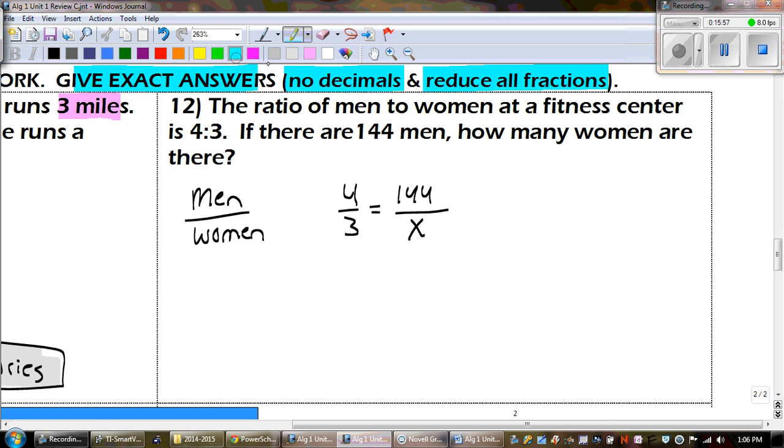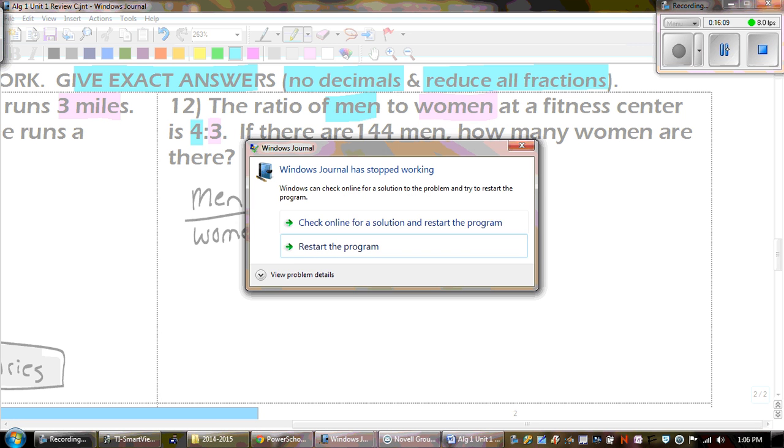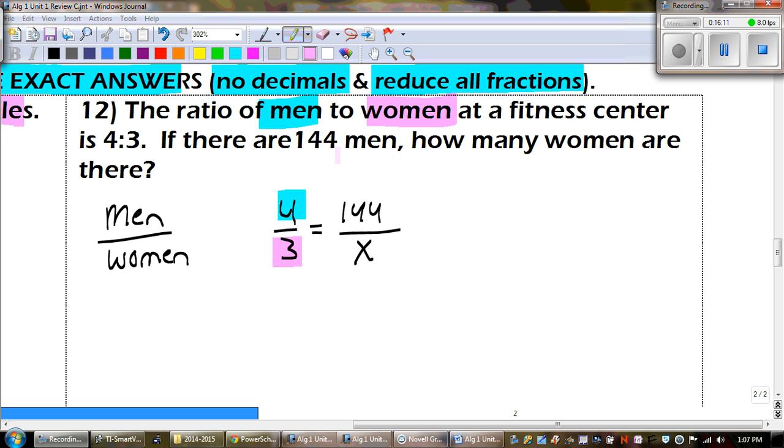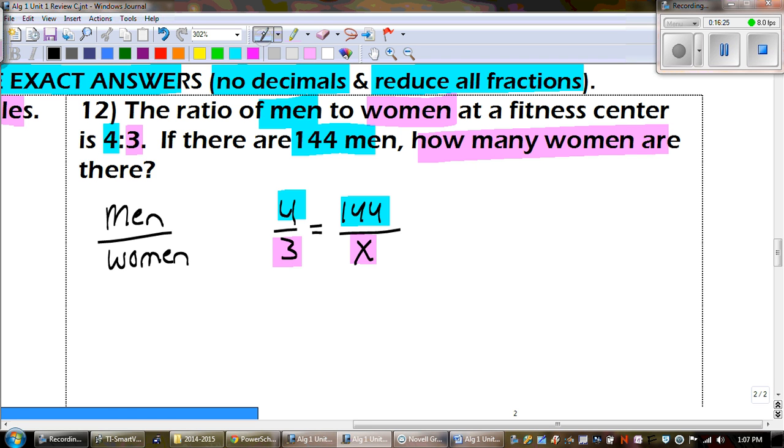Okay, so they're talking about the ratio of men to women at a fitness center is 4 to 3. So that means that there are 4 men for every 3 women. And then at the club, there are 144 men. So that means they're asking for how many women?